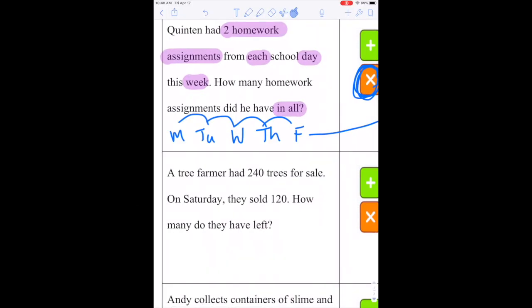All right, our second question. A tree farmer had 240 trees for sale. On Saturday, they sold 120. How many do they have left? So again, we're going to read through. A tree farmer had 240 trees for sale. On Saturday, they sold 120. How many do they have left? Highlight key info. He had 240 trees. They sold 120.